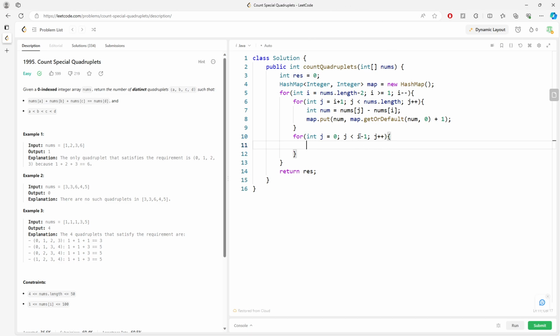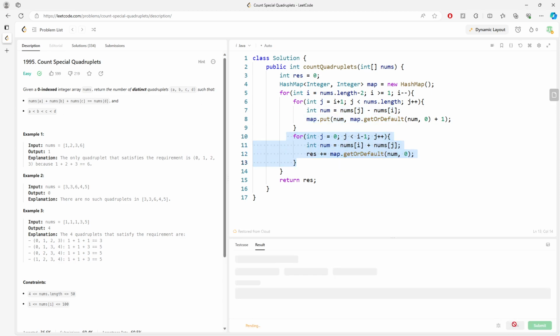So why do we need I minus 1, when you traverse until I equals 1? Think about how you get the value. The num equals nums[i] plus nums[j], which represents a plus b, right? So the result plus equals the map's getOrDefault for the num we have, or we can add zero if we don't find it, because the left side and the right side have to be the same.